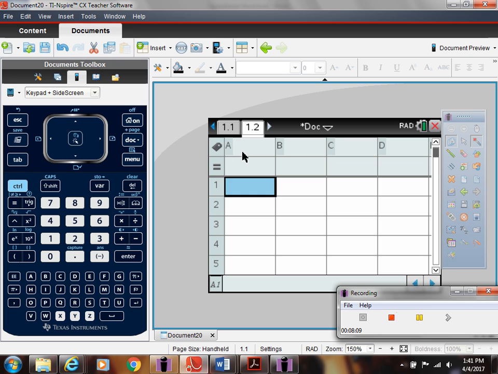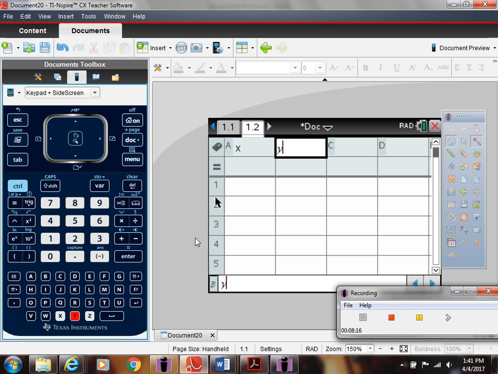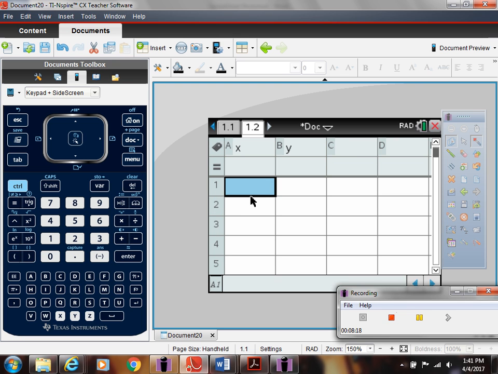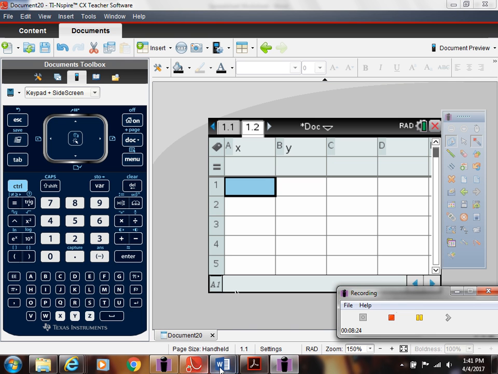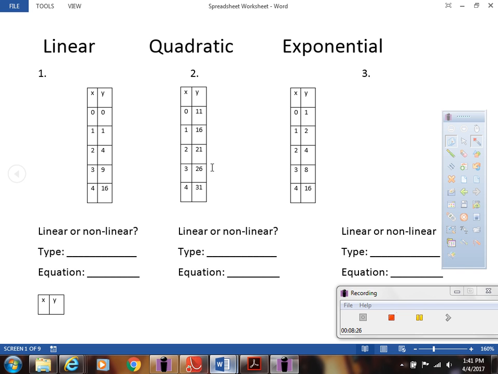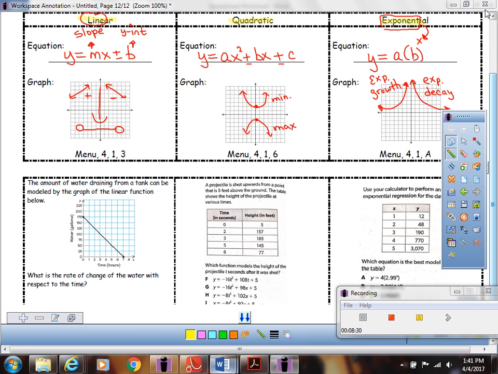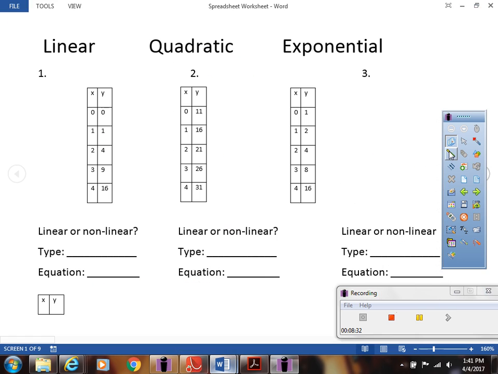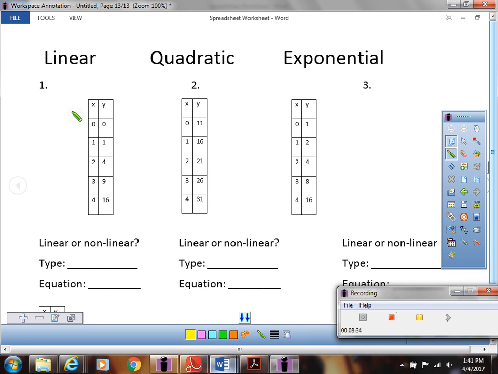So now let's put the heading. You always need a heading. You cannot do a spreadsheet without headings. It needs those headings, so just use X and Y. We're doing the spreadsheets that you guys have on this handout. You glued in a handout that looked like that. Okay? Let me go back to it. This one right here. So we're doing number 1. That's where we're at right now. So let's input these numbers. So do it with me.